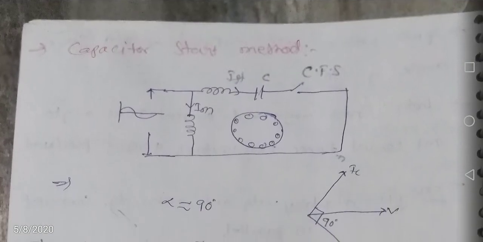So this capacitor is an electrolytic capacitor. Electrolytic capacitors have higher strength, but they are used for a short duration only, because if the electrolytic capacitor stays in the circuit under running condition, there is sparking in the capacitor. So when the machine reaches 70 to 80% of full speed, the electrolytic capacitor is disconnected by the centrifugal switch.